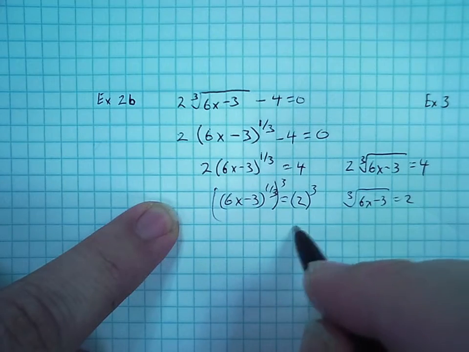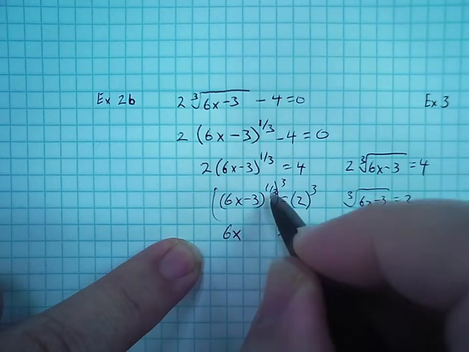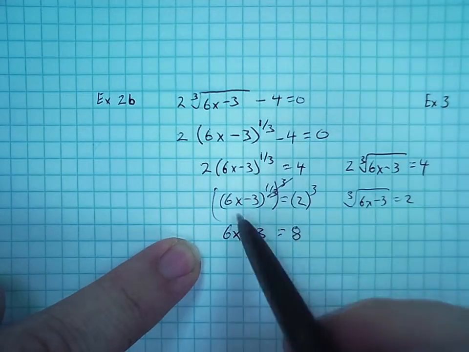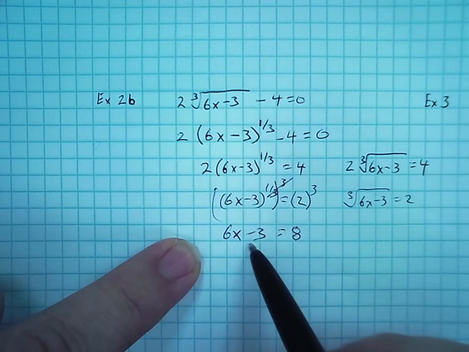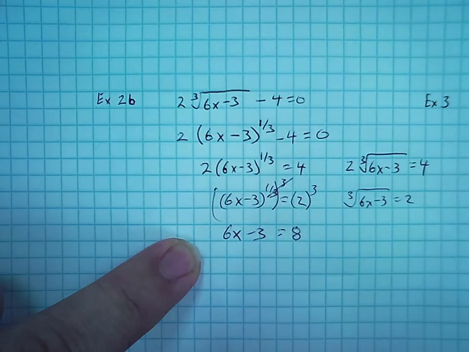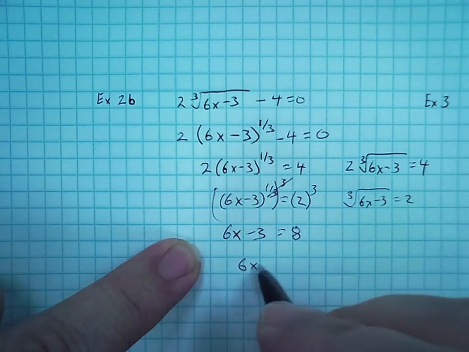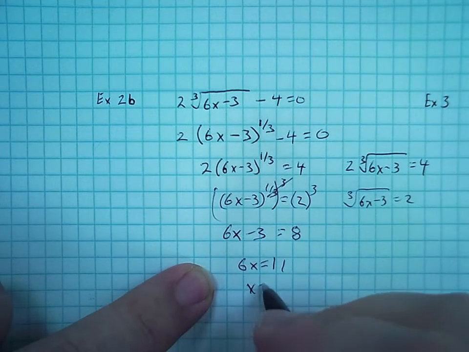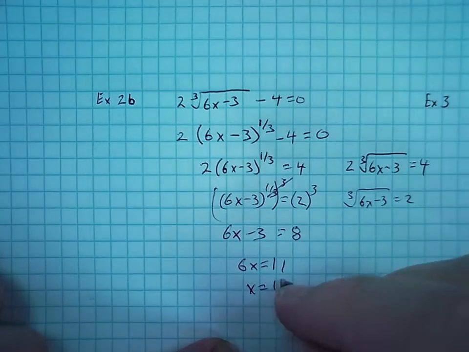2 to the 3rd power is 8. And these just cancel, leaving 6x minus 3. The whole point is that those cancel, so you don't need to square or cube root the 6x minus 3. It's just what's left when the cube root cancels with the cube. Now I've got to add 3. 6x equals 11. So x equals 11/6, which is, well, I mean, it's the right answer.